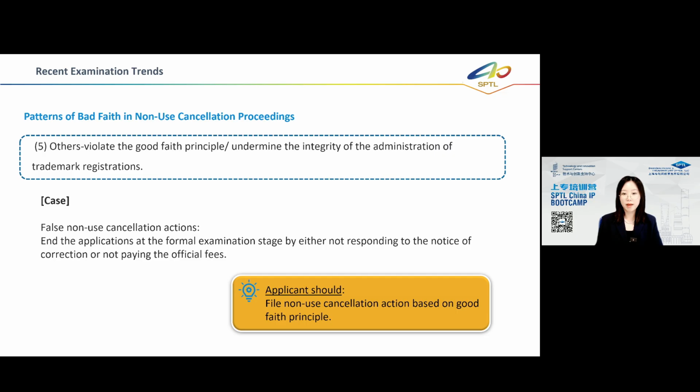The fifth pattern involves intentionally filing false non-use actions and abandoning them during the formality stage. For example, some applicants abandon false non-use cancellations by not responding to correction notices or not paying official fees. Such actions are deemed as misuse of the administrative system and violate the principle of good faith.